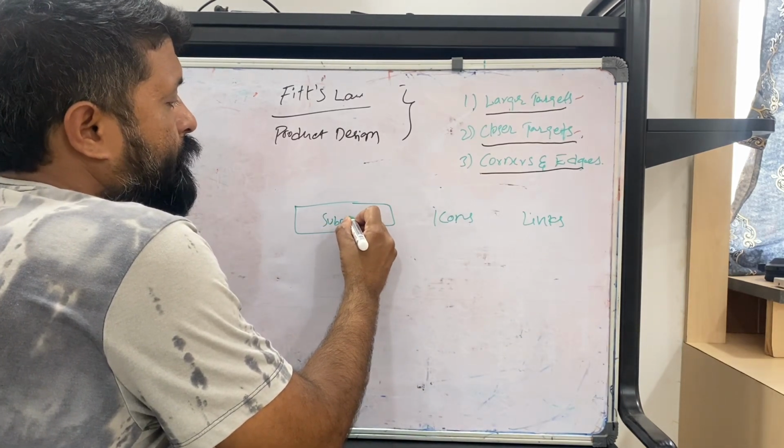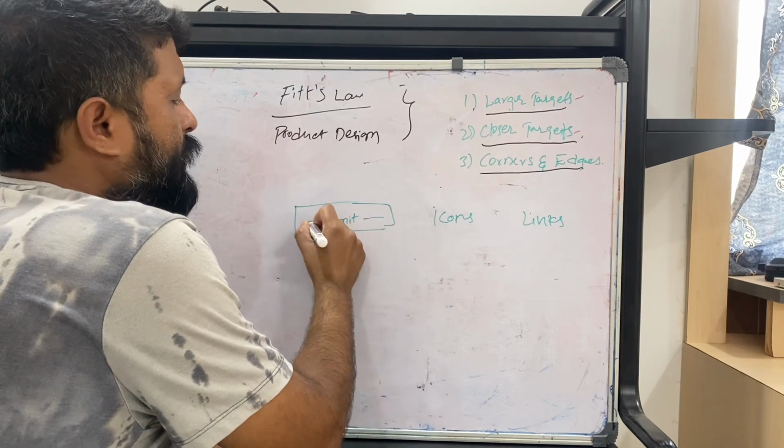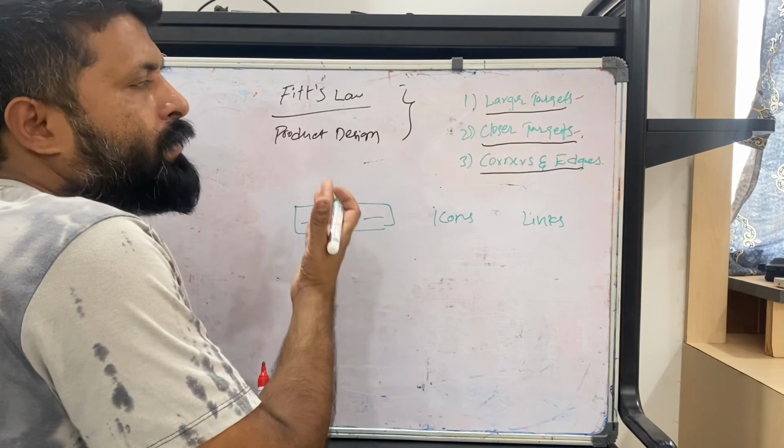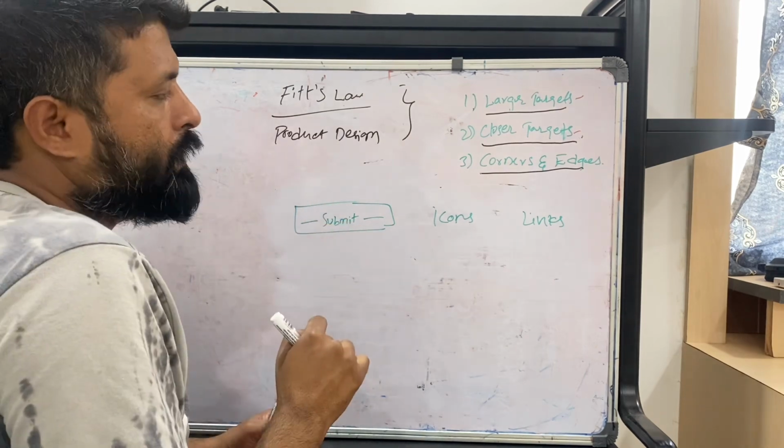For example, while creating any button, for example, a submit button, we have to use left and right padding so that the user can read the button name and they can make the actions. They can click easily.